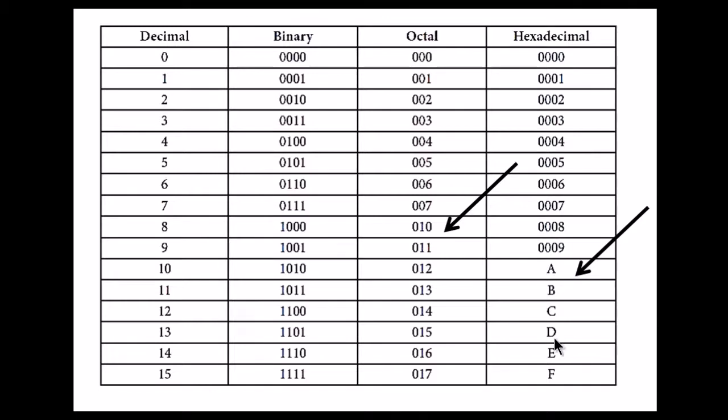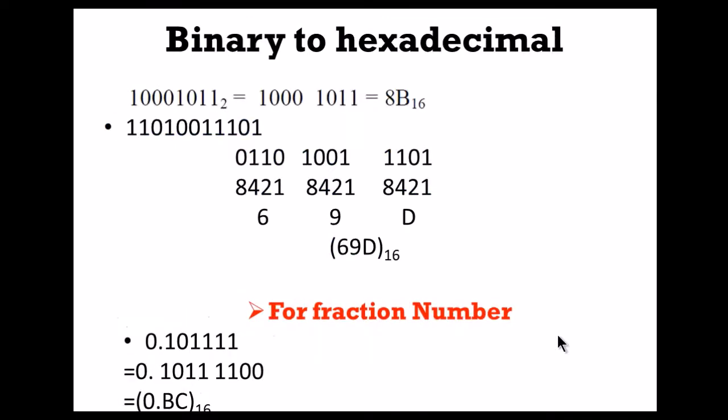10, 11, 12, 13 is D, therefore in this number we write D. Now in the next group, in 8421 where is 1, there is 1 here. So what we are doing, 8 plus 1 is equal to 9, and in the other group 8421, 4 plus 2 is 6. So it is 69D. 69D will be the equivalent hexadecimal number.